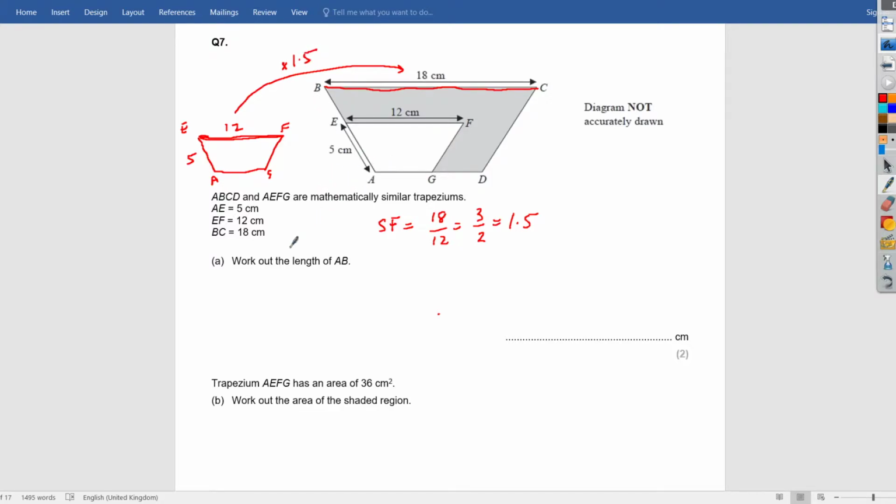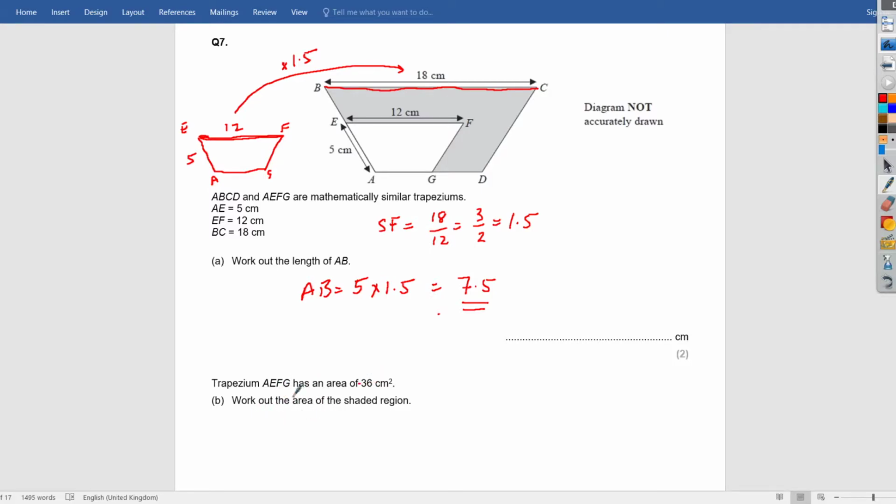Now we have to find A to B. Okay, so I know that A to E is 5, so I need to multiply 5, so AB is going to be 5 multiplied by 1.5, okay, because that's been enlarged by scale factor 1.5. So 1 times 5 is 5, half of 5 is 2.5, 2.5 plus the 5 is 7.5. So that is the length of A to B.